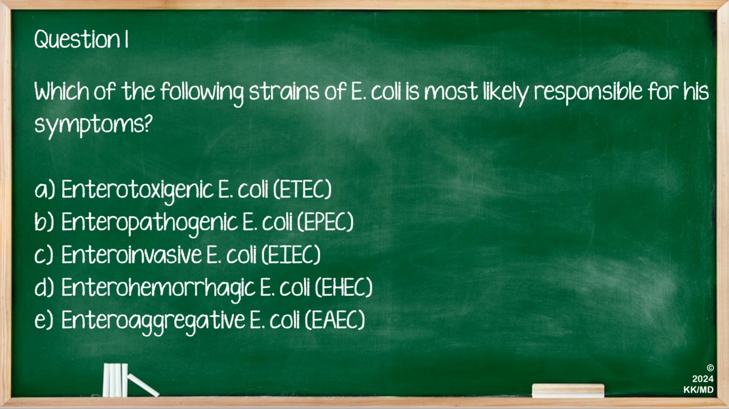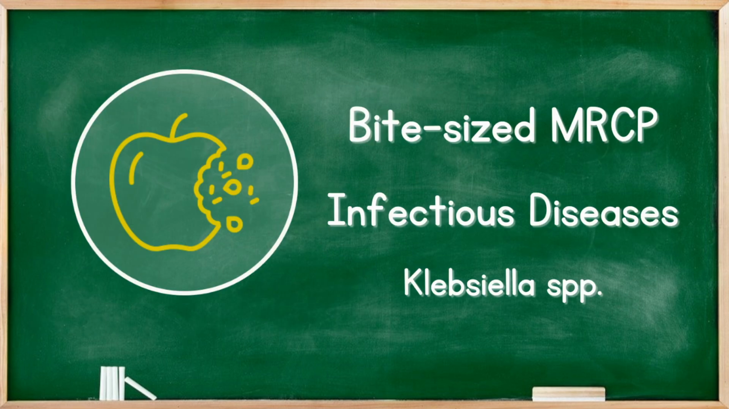So here we have the 5 different types we spoke about before: ETEC, EPEC, EIEC, EHEC, and EAEC. The most likely cause here is EHEC, particularly because of its association with undercooked beef, and in this case the patient has eaten a hamburger recently, and that is the most likely source of his infection.